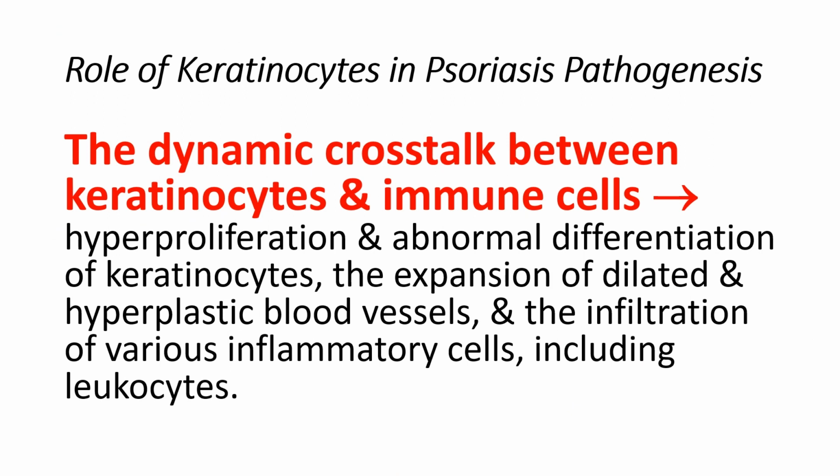The interplay between keratinocytes and immune cells, particularly T helper 17 cells, plays a key role in the induction and persistence of psoriasis. This dynamic crosstalk leads to the hyperproliferation and abnormal differentiation of keratinocytes, the expansion of dilated and hyperplastic blood vessels, and the infiltration of various inflammatory cells, including leukocytes.